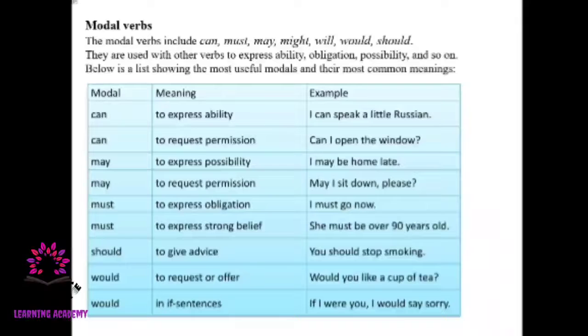Must, to express obligation. I must go now, means you have to go now, immediately. Again, must, to express strong belief. She must be over 90 years old. Should, to give advice. You should stop smoking. Would, to request or to give offer. Would you like a cup of tea? Would. In if sentences, some sentences we can begin with if. That time, if I were you, I would say sorry.